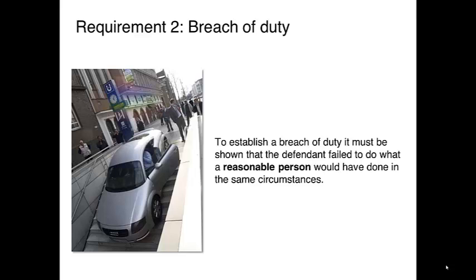There are other requirements. The second requirement is that the defendant has in fact breached their duty of care, that they have been careless in some way. The test used by the courts to establish carelessness is the reasonable person test. To establish a breach of duty, it must be shown that the defendant failed to do what a reasonable person would have done in the same circumstances. If the defendant failed to do what the court believes a reasonable person would have done in their shoes, the defendant has been careless. They have breached their duty.